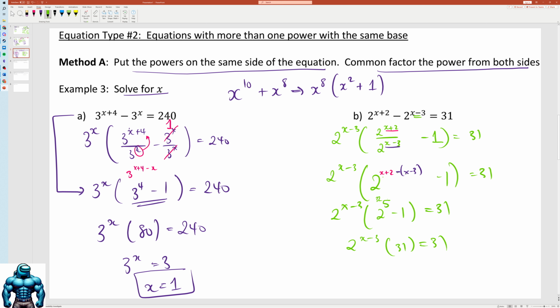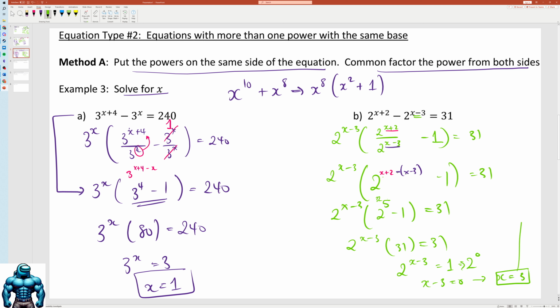Okay, we're going to divide both sides by 31. We're going to get 2 to the x minus 3 is equal to 1. And now let's write this as an exponent of 2, which is a base of 2, which is 2 to the 0. So therefore, x minus 3 is equal to 0. Or in other words, x is equal to 3.